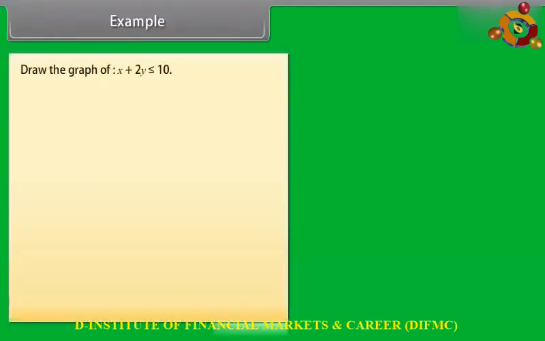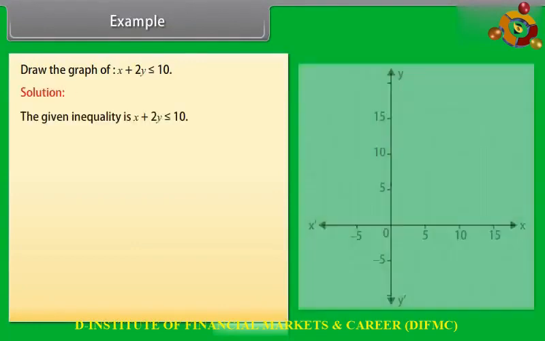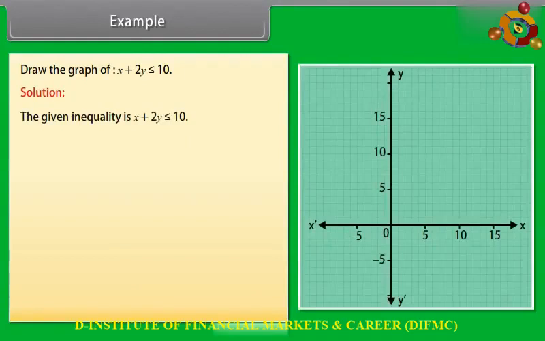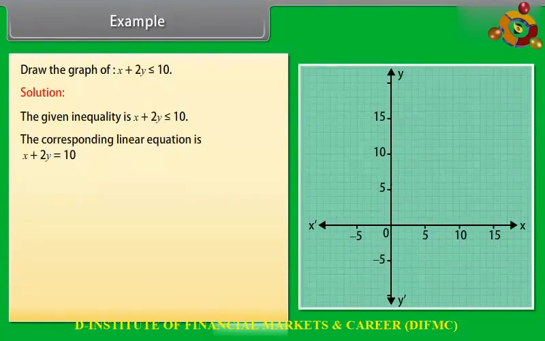Example: draw the graph of x plus 2y less than or equal to 10. Solution: the given inequality is x plus 2y less than or equal to 10. The corresponding linear equation is x plus 2y is equal to 10. Name it as 1. Now we shall draw the line 1.